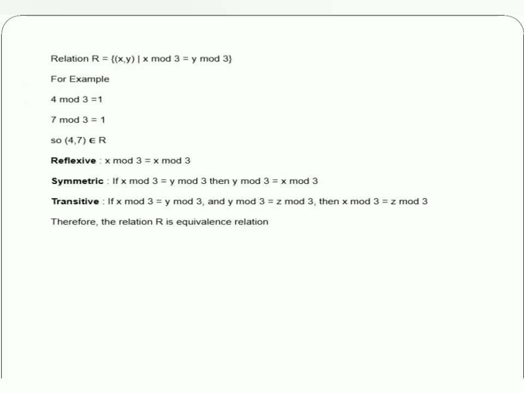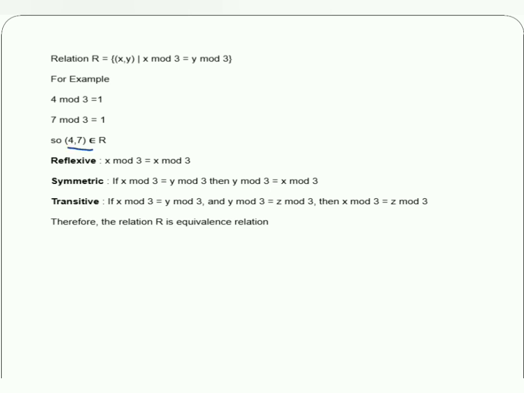Here (x, y) with x mod 3 equals y mod 3, that is option C. Considering x value as 4 and y value as 7, if you perform the operation we get the same value, that is 1. So (4, 7) is in the relation, and we have to find out whether it satisfies the reflexive, symmetric and transitive properties or not.